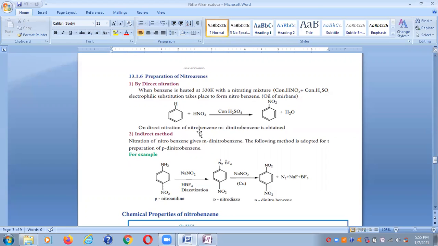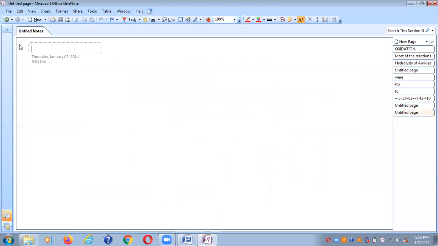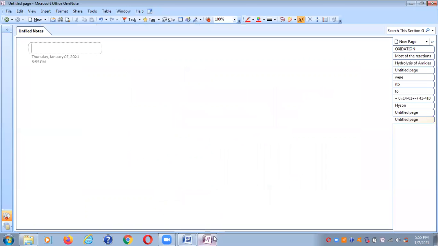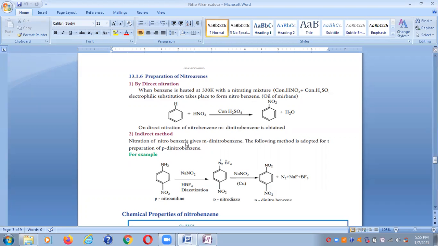So on direct nitration, we get meta dinitrobenzene. So this is meta, 1 comma 3, or else you can say this one as meta dinitrobenzene also. Okay, meta dinitrobenzene. Okay, next.